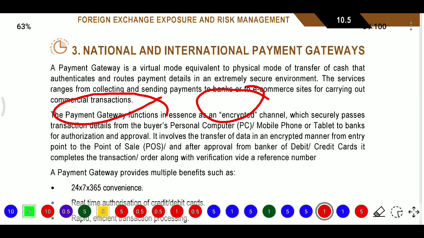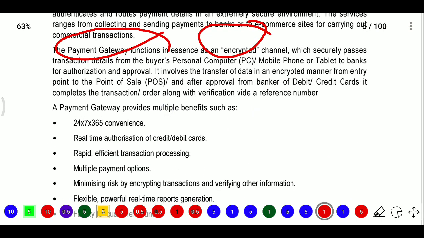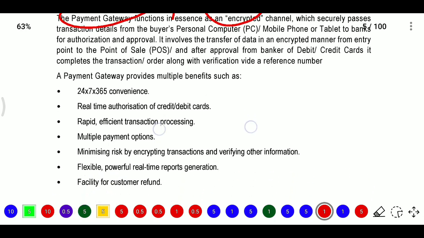Whenever you swipe the card in the POS machine, you will get one OTP. You need to enter that reference code, and only then will the transaction be completed. Next, a payment gateway provides multiple benefits. So what is the benefit of a payment gateway?